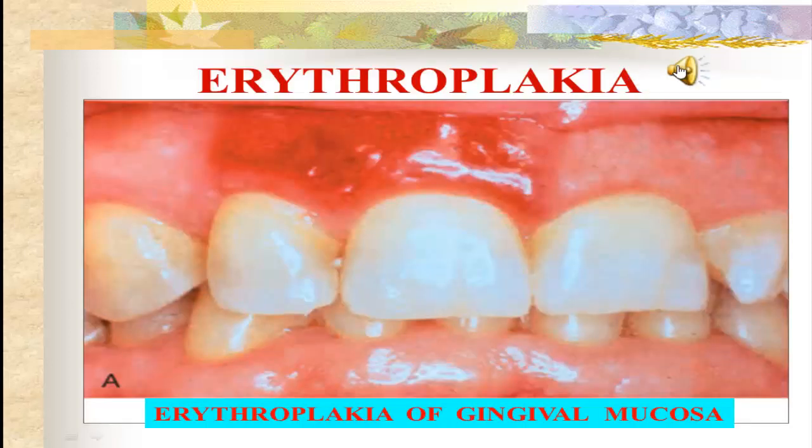The picture in this slide reveals erythroplakia of gingival mucosa. If we concentrate, we can appreciate that the lesion appears focally slightly depressed relative to the surrounding mucosa.